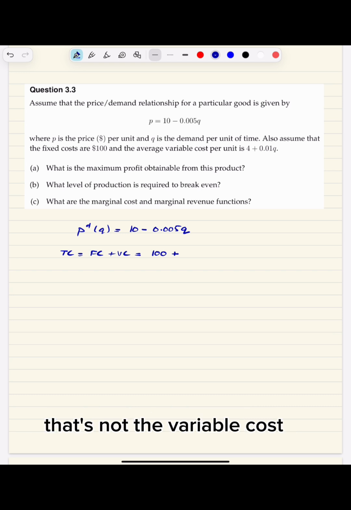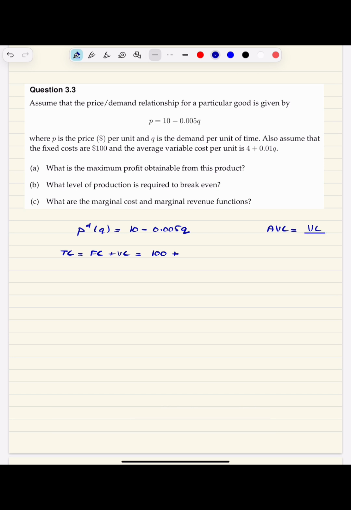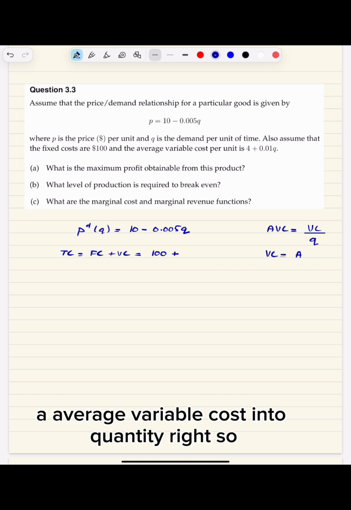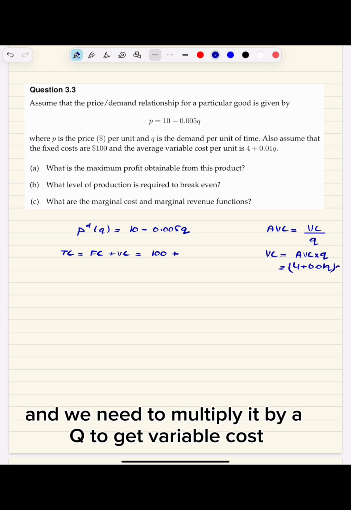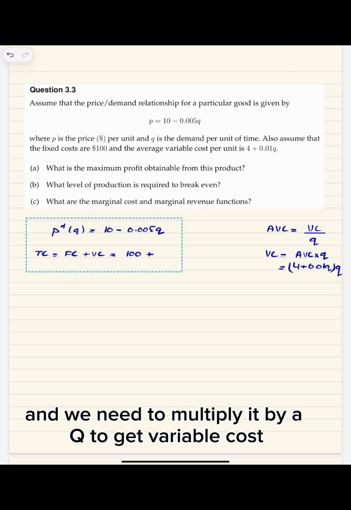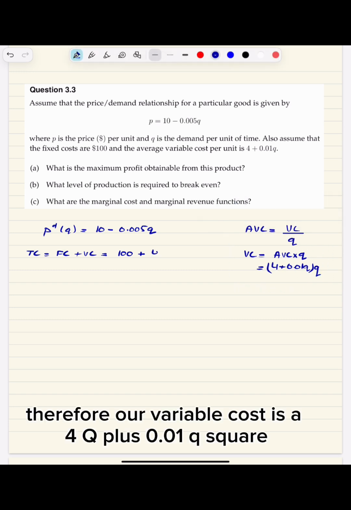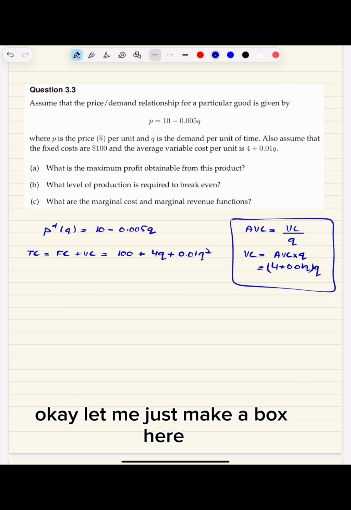Okay, so that's not the variable cost. Average variable cost is variable cost divided by quantity. So variable cost is going to be average variable cost times quantity, right? Average variable cost is 4 plus 0.01Q, and we need to multiply it by Q to get variable cost. Therefore our variable cost is 4Q plus 0.01Q squared. Okay, let me just make a box here.